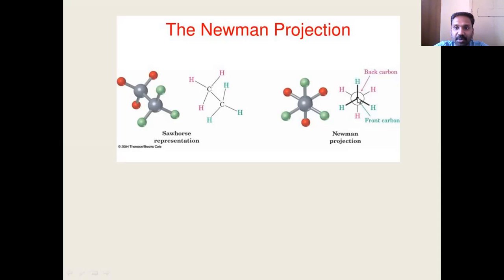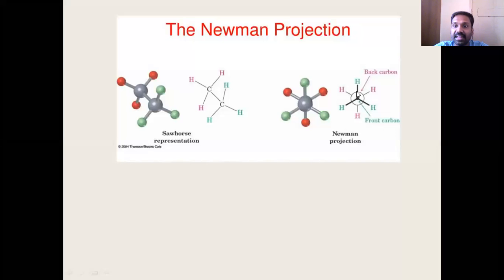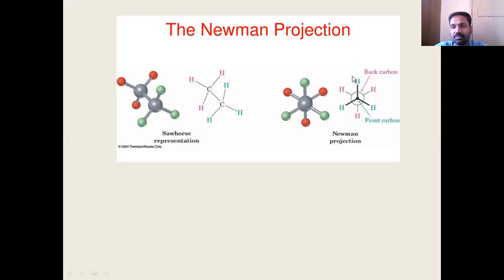In the Newman projection, the front carbon is represented by a dot. The back carbon, or the rear carbon, is represented by a circle, written behind that dot. And the atoms attached to the front carbon, as usual, you connect through bonds, and the atoms or groups attached to the rear carbon, as usual, you connect by bonds again. So this becomes the Newman projection of the ethane molecule.